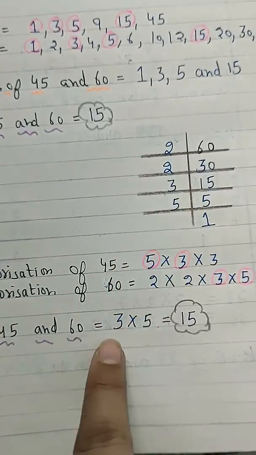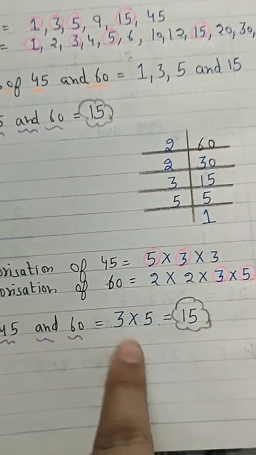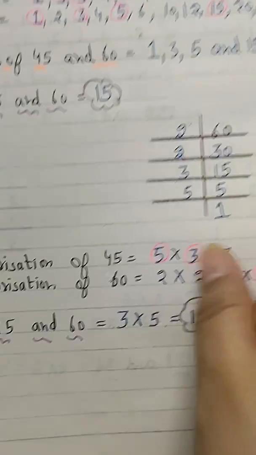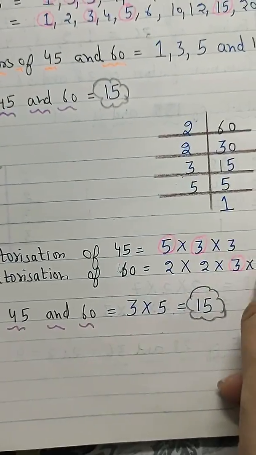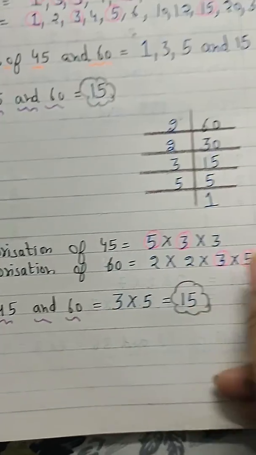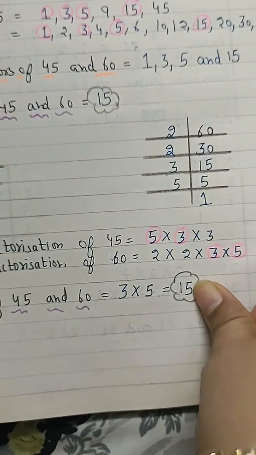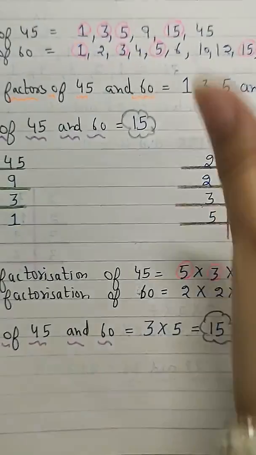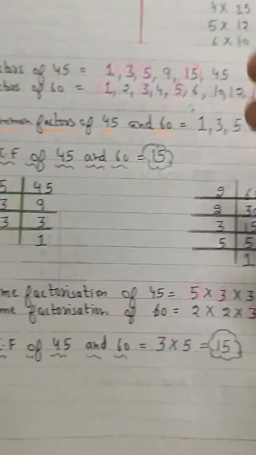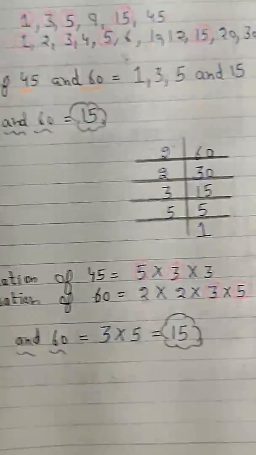Out of these 5s, one 5 is here, out of these 3s, one 3 is here. So we are taking only one 5 out of these two 5s, and only one 3 out of these 3s. So we have got 15 here. 3 into 5 is 15, and both the HCFs are the same, only the methods are different.